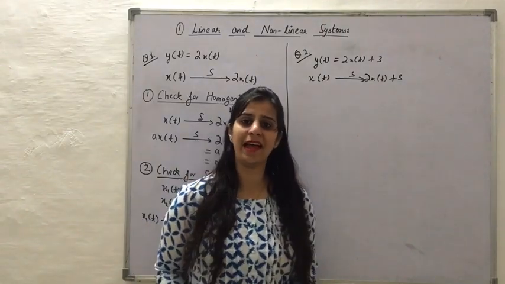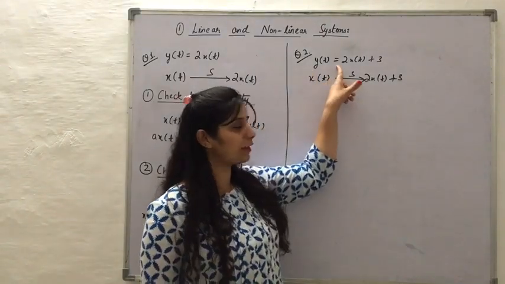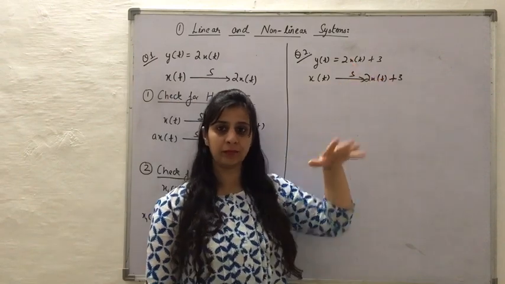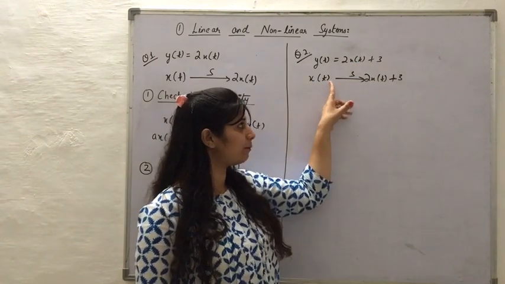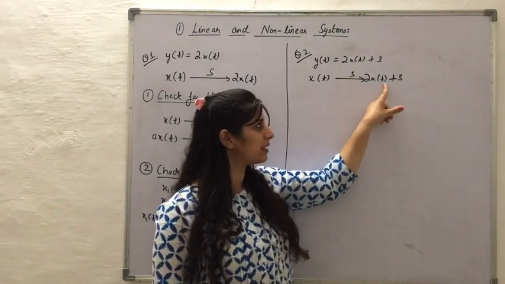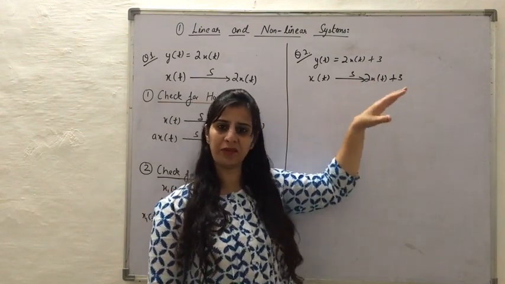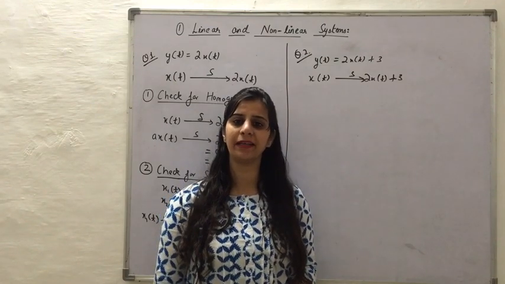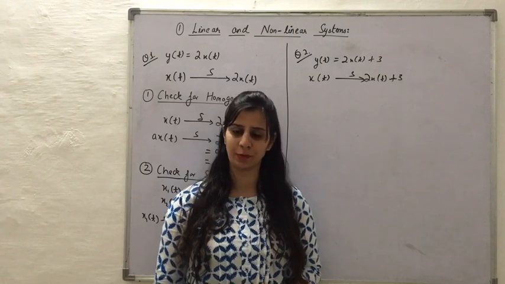The next system that I have is a system whose output is y(t) equal to 2x(t) plus 3. That would mean when signal x(t) passes through the system, the output that we are getting is 2x(t) plus 3. Now to check whether the system is linear or non-linear, we'll again be performing the tests on homogeneity and superposition principles.